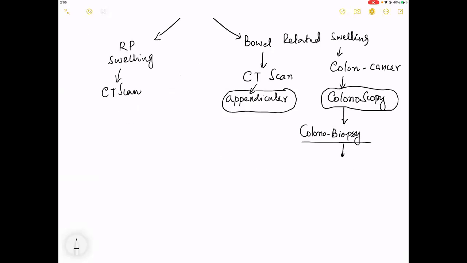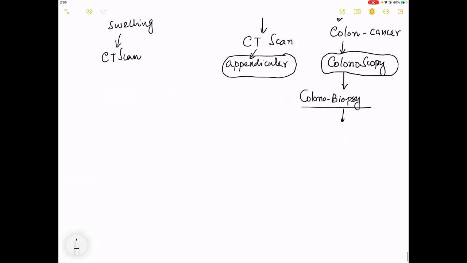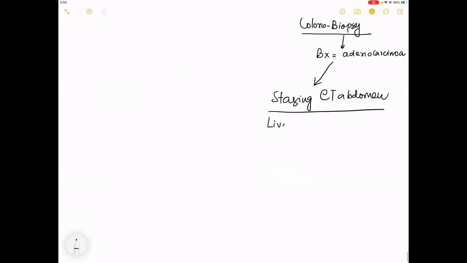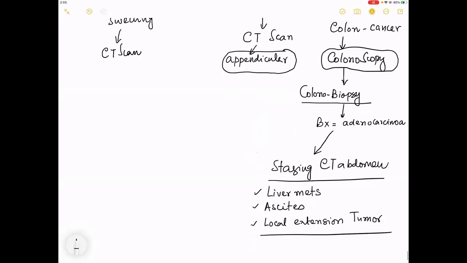Hello, am I audible, everyone? Yes, sir. Good. After you have taken a colonoscopic biopsy, the report comes as adenocarcinoma. This is usually the more common thing. Then go for a staging CT scan of the abdomen to look for liver mets, to look for ascites, and to look for local extension of the tumor. Please tell me when you have completed writing. Done, sir.